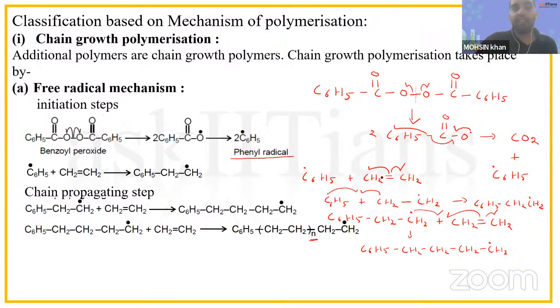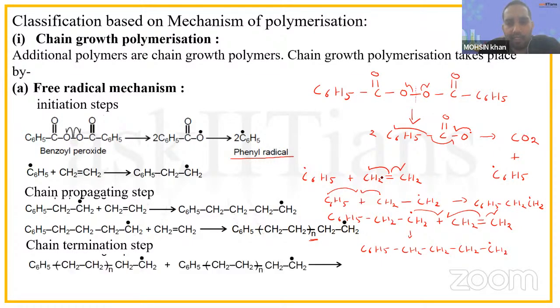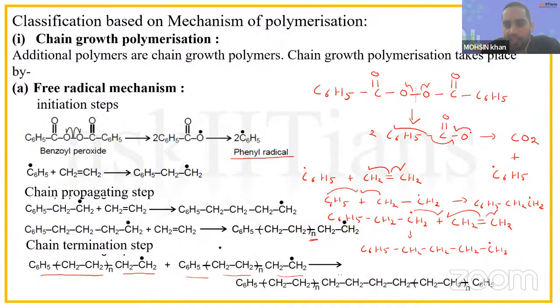So our next step is to terminate the chain, that means to stop the reaction. The chain termination step will occur, and we have so many radicals. So we combine two radicals and the chain will terminate. Like this, we take two chains of C6H5 CH2 n CH2 radical, and these two radicals will join together and give us a polymer of polyethene. So this is how polymerization of polyethene will occur.